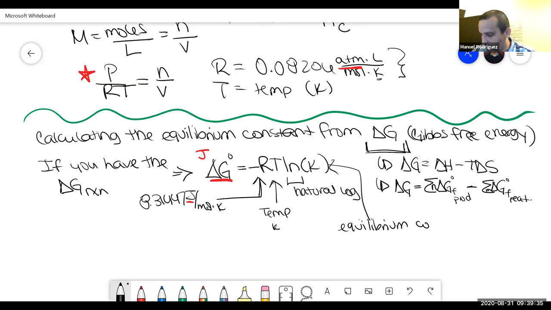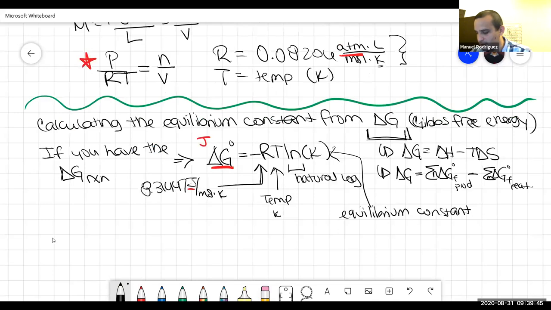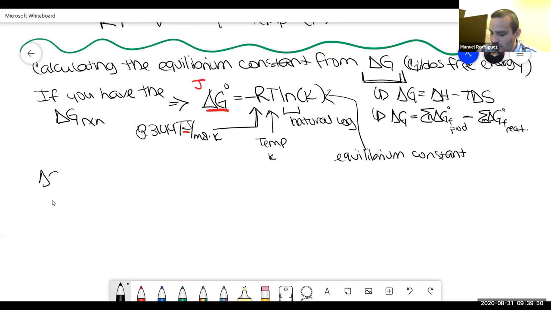So if you needed to find the equilibrium constant of the reaction, and I give you some delta G, let's say delta G of the reaction is negative 234 joules per mole. So we know the delta G. You need to make sure that the delta G is in joules. Most of the delta G's you guys will see are in kilojoules. So you have to change the kilos to just joules. Does that make sense?